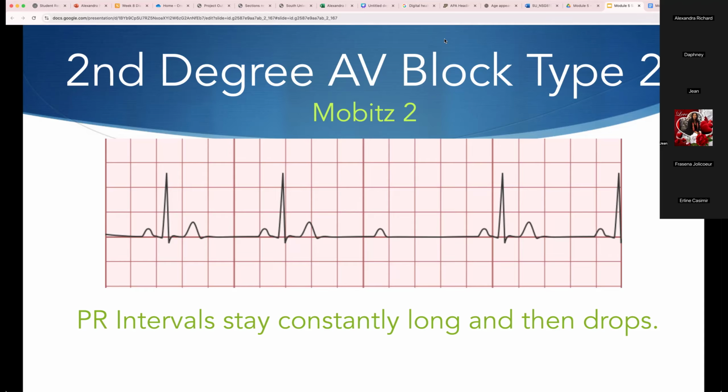All right, very good. So the main difference between type 1 and type 2 of second degree heart block is that in type 1, the PR intervals are getting longer before it drops. But in second degree type 2, they stay the same. They're still too long, but they stay the same each time and then it drops. Exactly. So second degree type 1 is getting longer and longer over time, right?